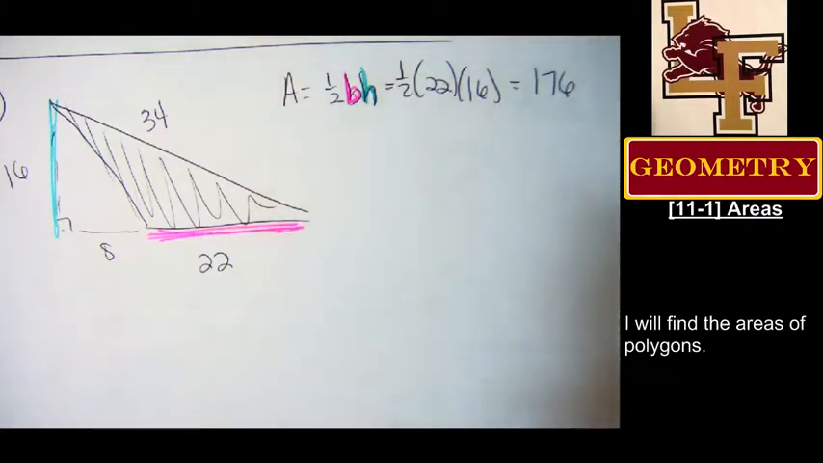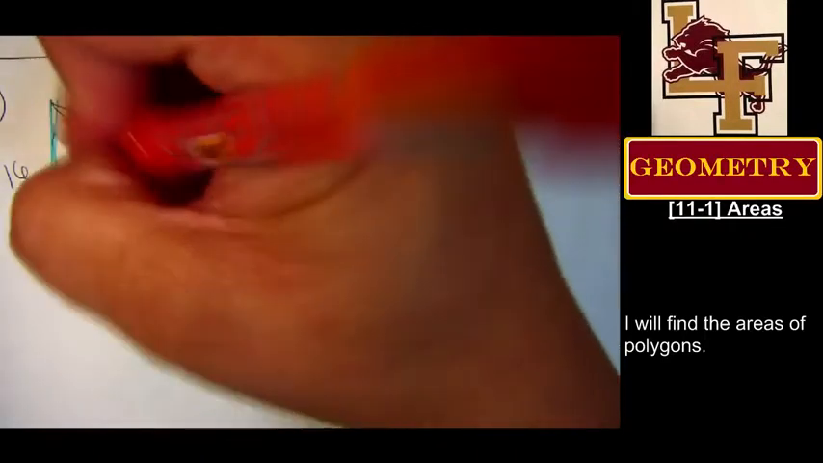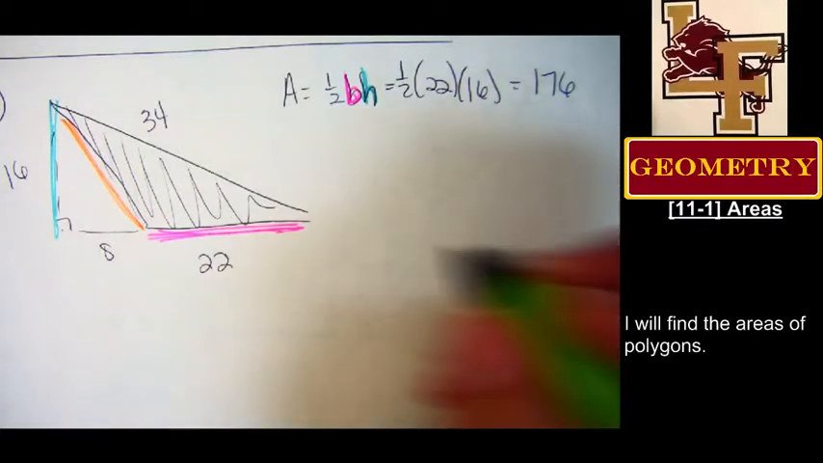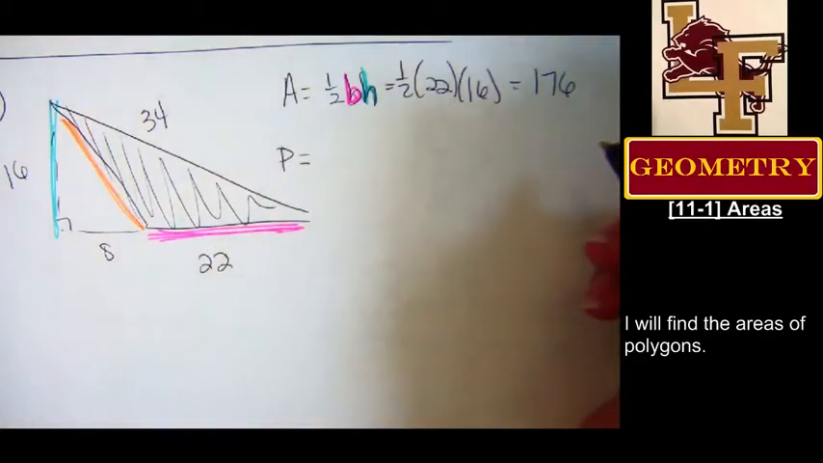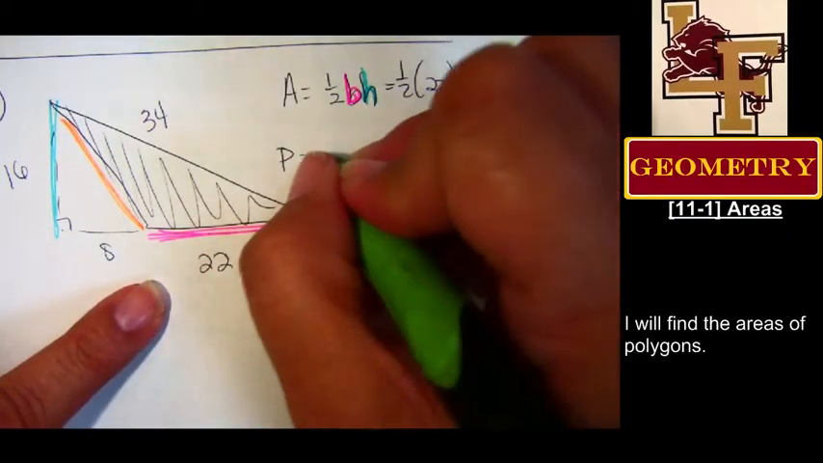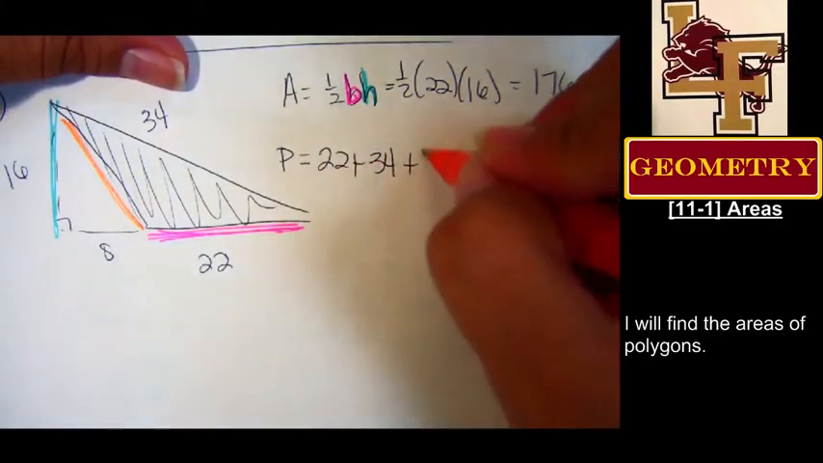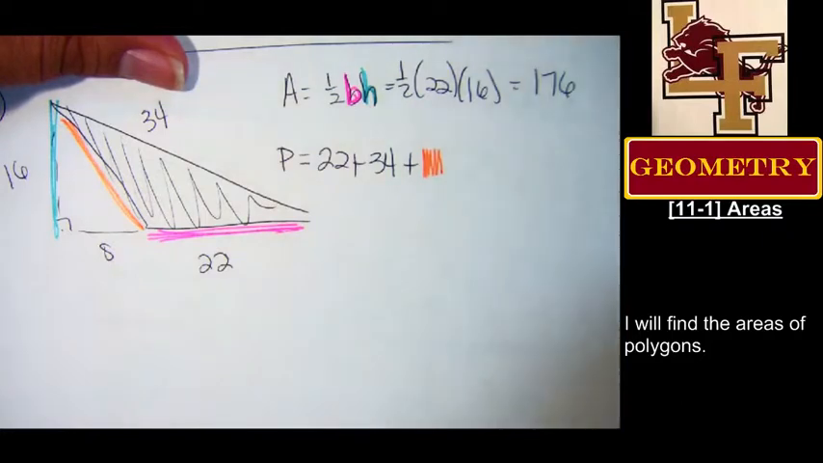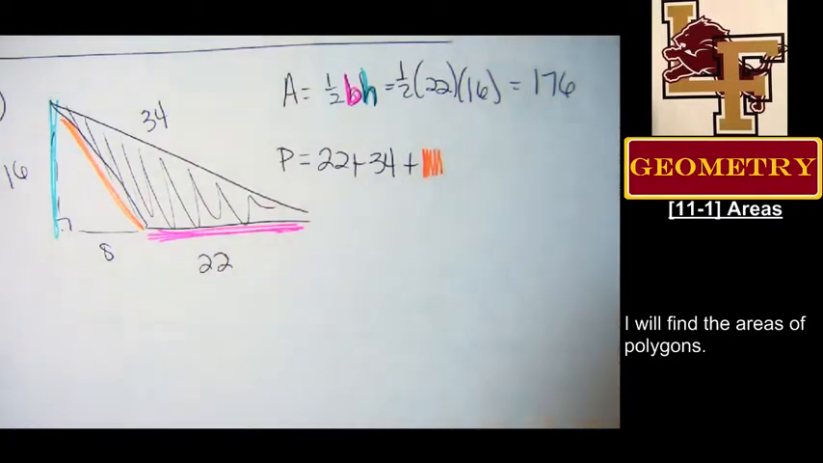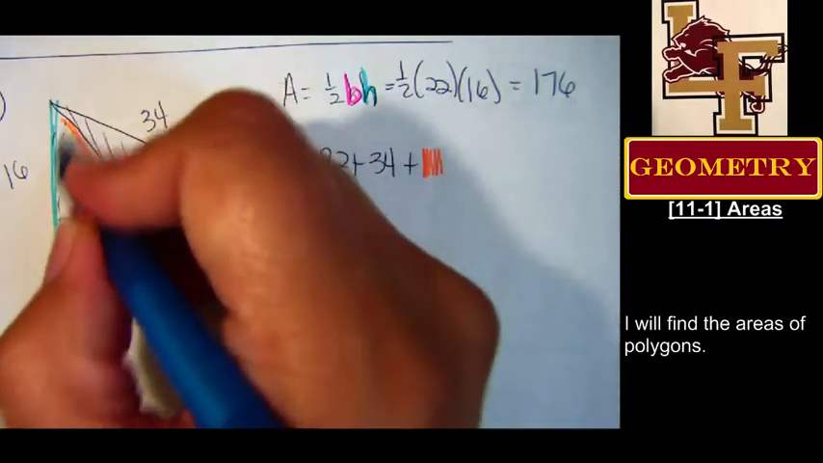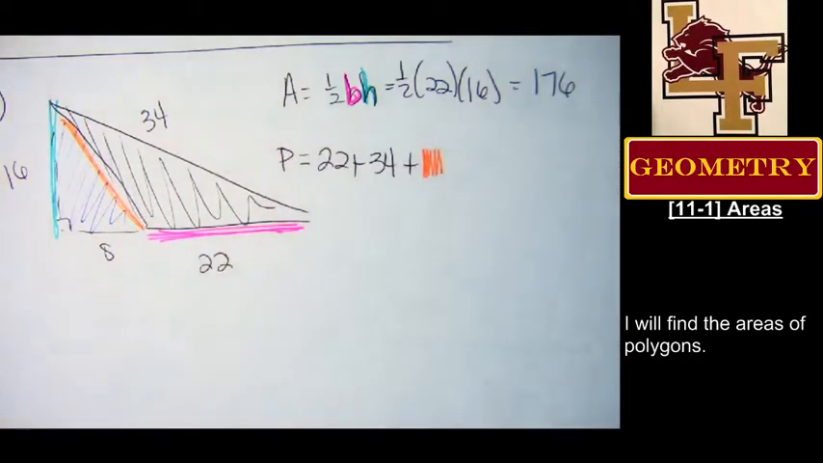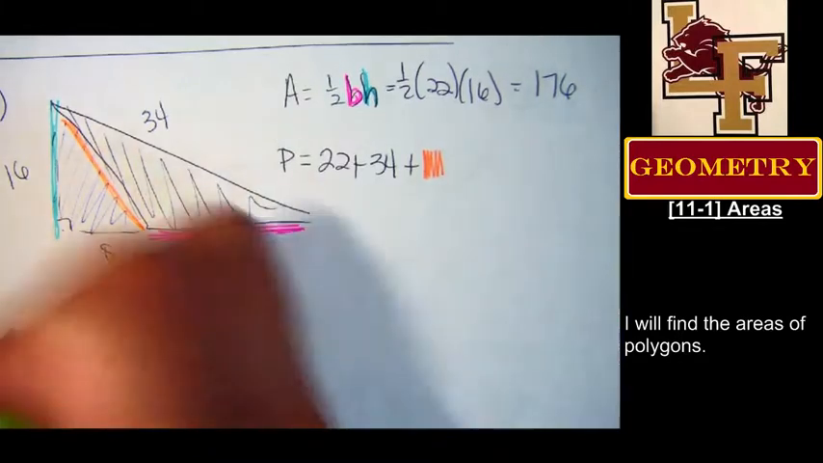176. The tricky one on this one is finding the perimeter, because in order to get the perimeter, I need the measure of that side right there. I have this side and this side, but I have no idea what this one is. What kind of shape do I have right here? A right triangle. Which means I can use what?